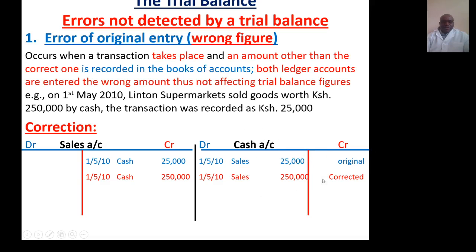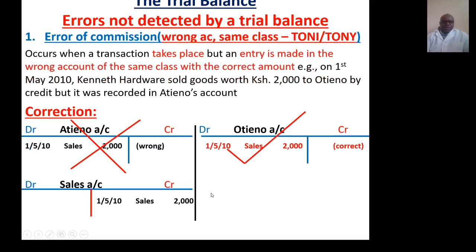But then, if you want to correct that, you now record it correctly. 250,000 is the correct figure. 250,000 is the correct figure now. We move on to error of commission or wrong account, but in the same class. For example, when dealing with debtors or creditors who have names that may appear similar.